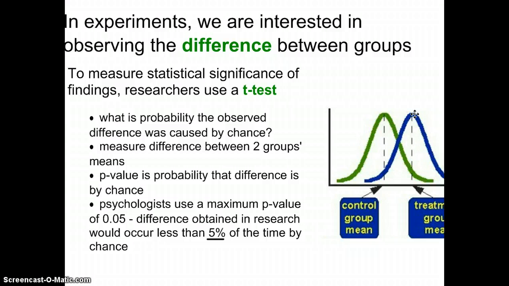This test will generate a p-value, a representation of the probability that the difference in your two means came about by chance. We won't go into the details of those calculations here. They're beyond the scope of an AP Psychology class. What's important is to understand that researchers want to ensure that their observed difference didn't just happen by chance. Psychology researchers use a maximum p-value of 0.05, which means they want to be sure that the different outcomes in their experiment would occur less than 5% of the time by chance.